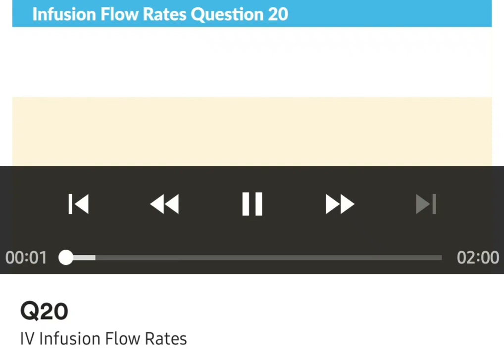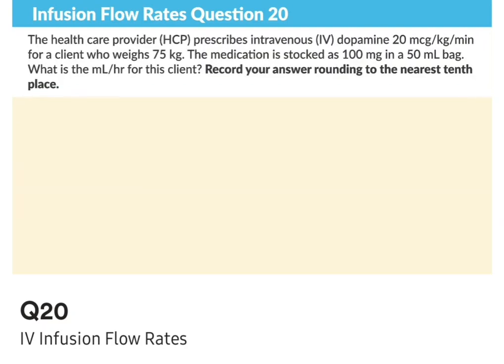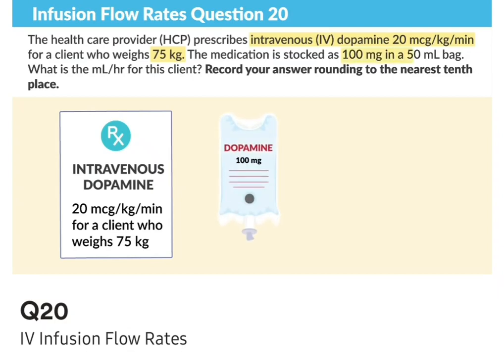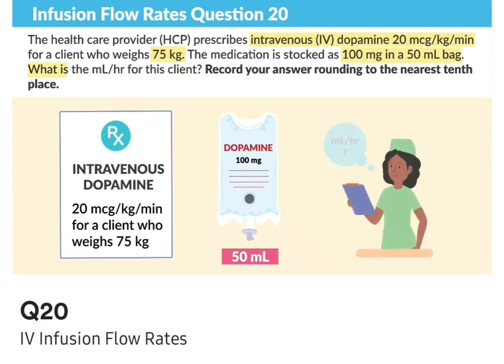All right, question 20. The healthcare provider prescribes IV dopamine 20 micrograms per kilogram per minute for a client who weighs 75 kilos. Now, the medication is stocked as 100 milligrams in a 50 ml bag. What is the mLs per hour for this client? And record your answer rounding to the nearest tenth place.